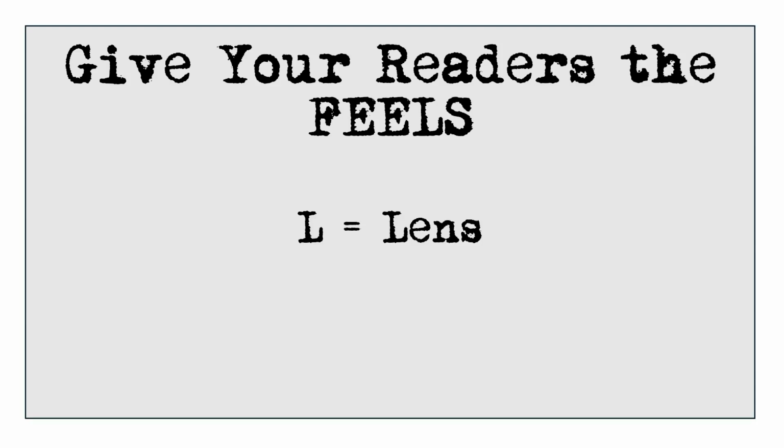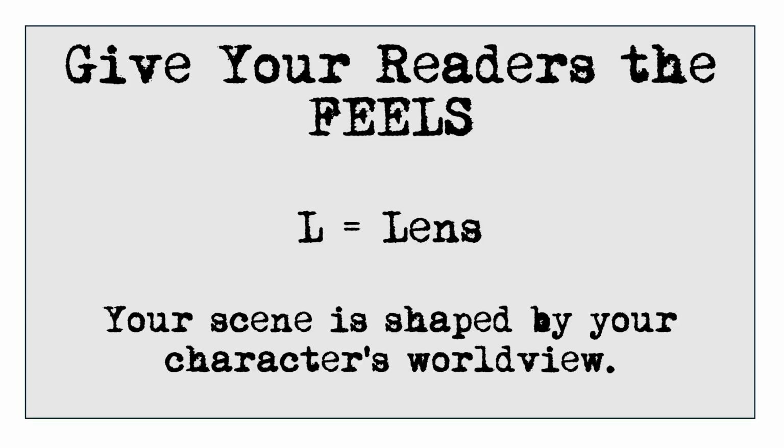L is for lens. Your scene is shaped through your character's worldview, right? This scene is shaped by your character's eyes, not your eyes, not the writer's, by your character. What's their profession? What life stage are they in? A middle aged doctor will notice different things about the woman they bump into in the department store than, say, an 8-year-old girl. Remember, every scene needs context. Your character will give it context by interpreting it through their eyes.